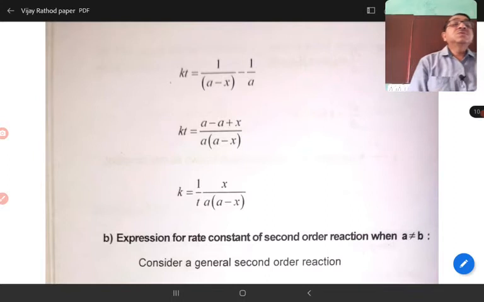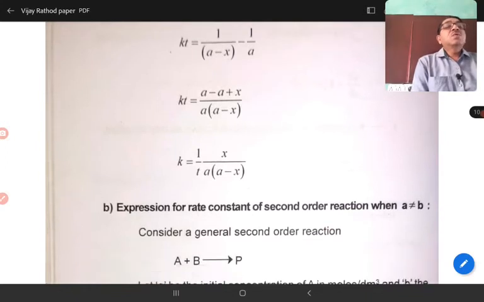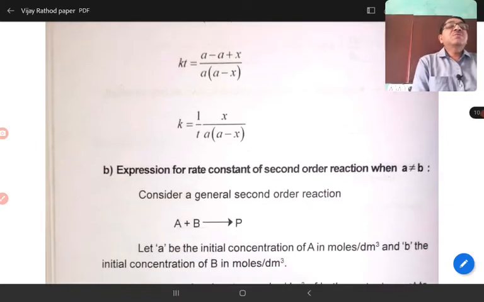So this gives the expression for the rate constant of a second order reaction with equal concentration, or when the condition is similar, that is, both reactants are the same. Now let us consider this formula. We have to remember it for the further numerical part maybe.